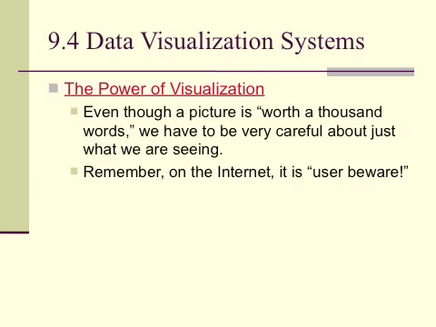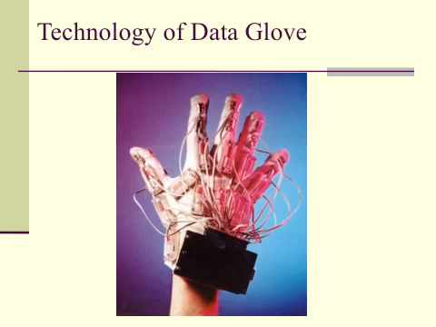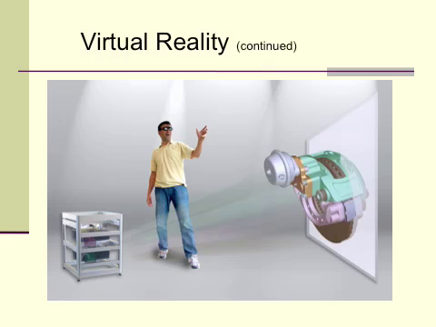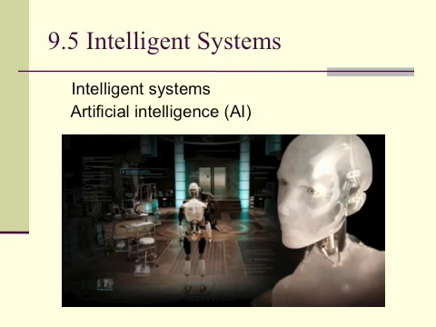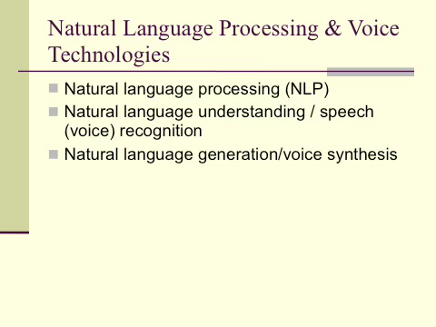Data visualization, then we get on down to geographic information systems, virtual reality. There's a whole lot of stuff down here that's real interesting. Just take some time to look through this. Basically what this is all about is taking the information that's there and presenting it in a way that's easy to understand, so that you can get your hands around it and get a good feel for what the possibilities are, what the options are, and hopefully make a good decision. Finally, we're down to intelligent systems, artificial intelligence, expert systems. All of these things are there to support the decision maker.